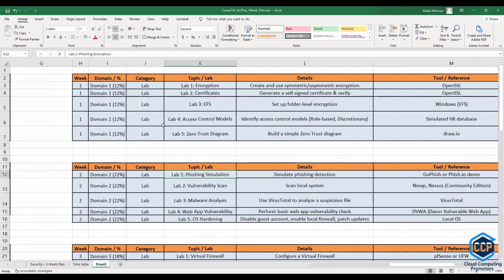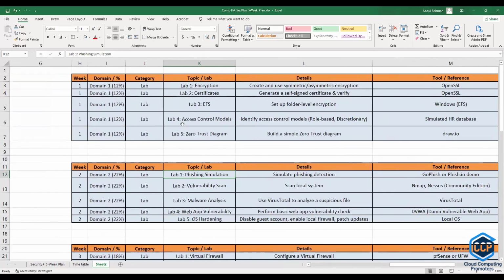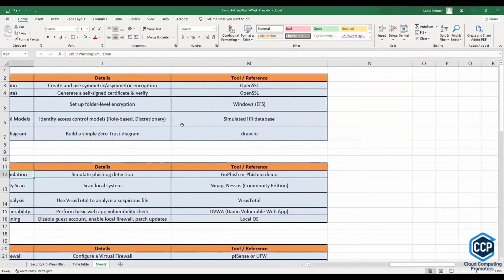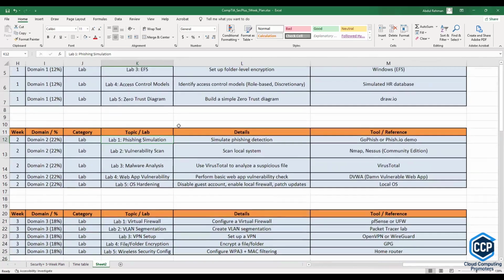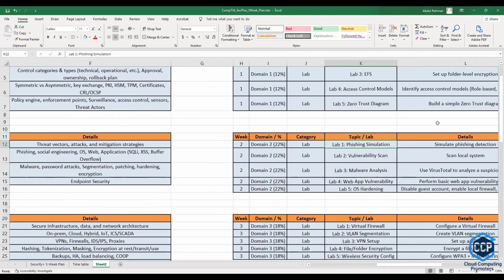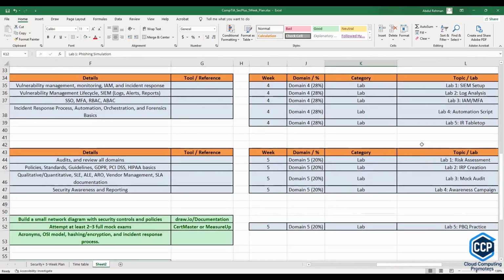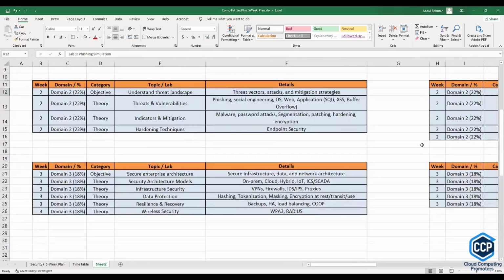Here there is a detailed version of our course. Week 1 topic as well as lab. Week 2 topic, week 2 labs.